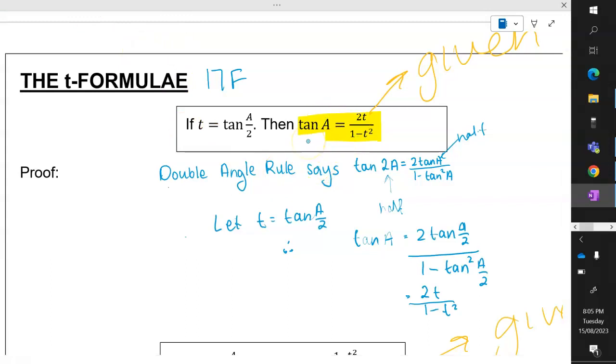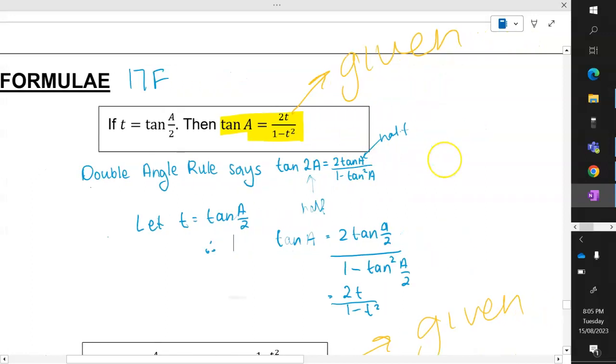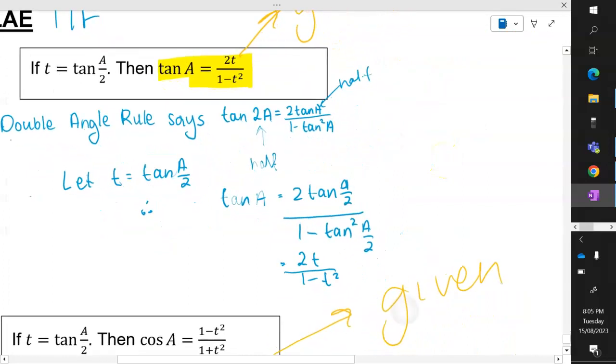Okay, so what we want to have a look at now is proving that this identity is the case. Now we know from what we learnt previously with the double angle rule that tan of 2A is equal to 2 tan A over 1 minus tan squared A. Now this is for 2A. If I halved my 2A to get A, then I can halve my A to get A over 2, and that's what I'm going to do. So I've got then that tan of A is equal to 2 tan of A over 2 over 1 minus tan squared A over 2. So I've basically just halved all my angles.